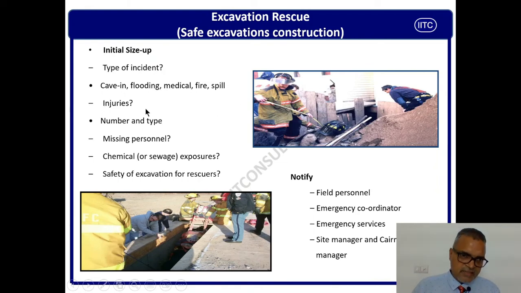Is there any injury, we will also find out: the number and types of injuries. Is any person missing inside the excavation? Is there chemical or sewage exposure? We have to check the safety of the excavation for rescuers. In case of any incident, we have to notify field personnel, the emergency coordinator, emergency services, the site manager, and other managers.